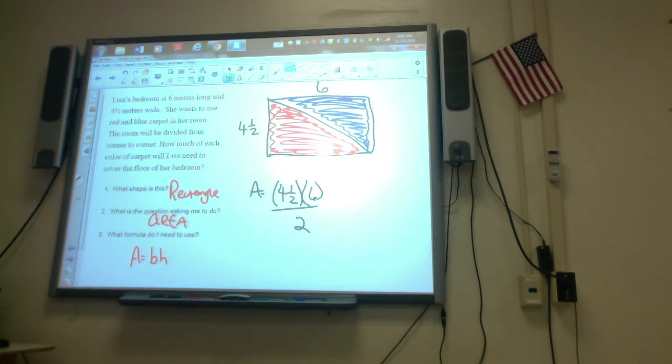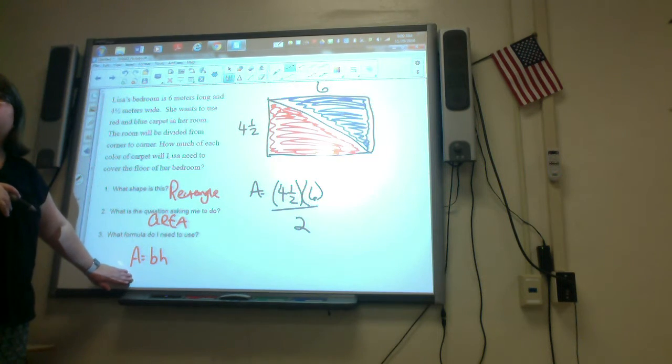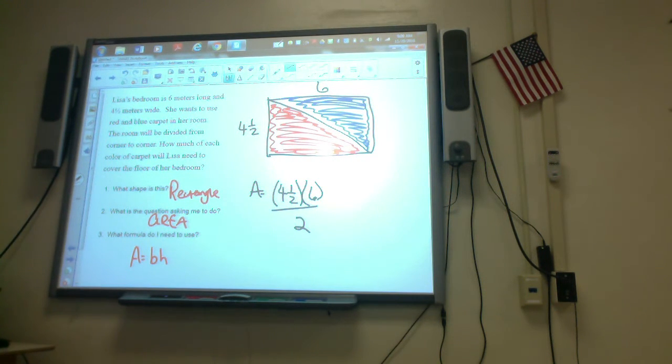So what formula did I really go back to and use? Don't yell out. Corey. So I started because it told me my room was a rectangle. So I started with this formula. So what did I just show you? What formula did we just go back to? We started with the area of a rectangle. We cut our room in half from corner to corner.